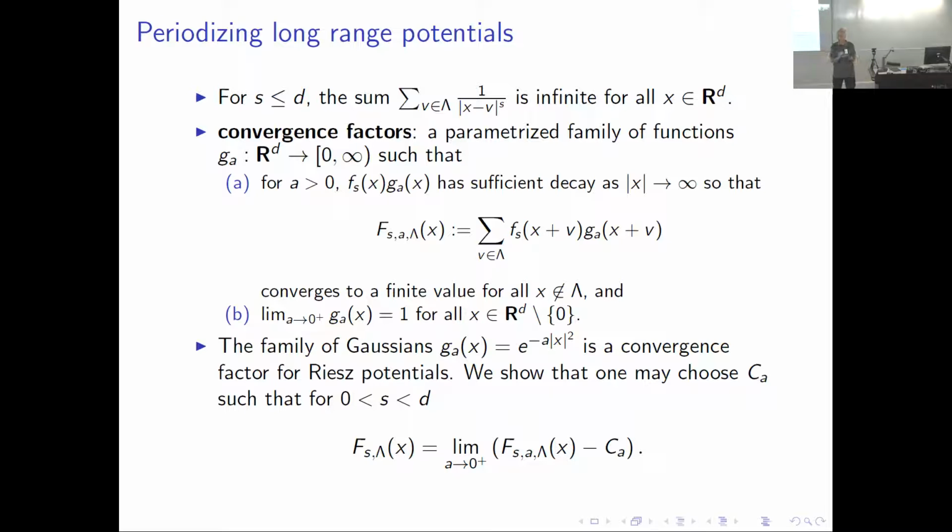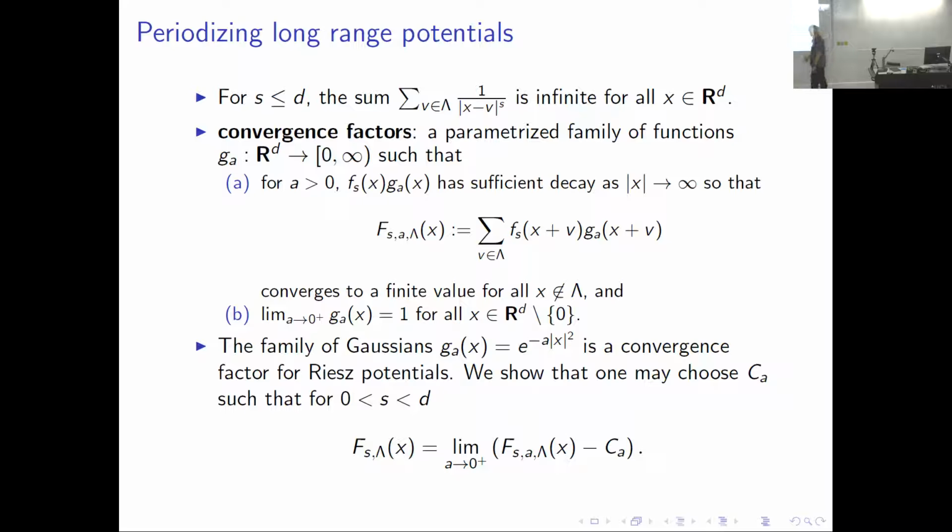As this parameter approaches a limit, the convergence factor goes to 1 for all x. So it's going flat. So pointwise, this thing as a goes to 0 is approaching this. So this is the machinery of convergence factors. We need those two properties.